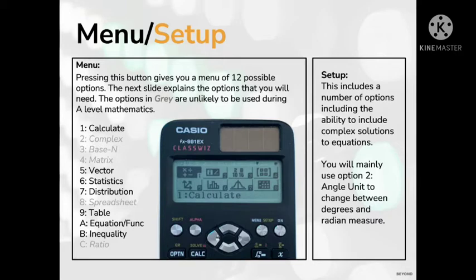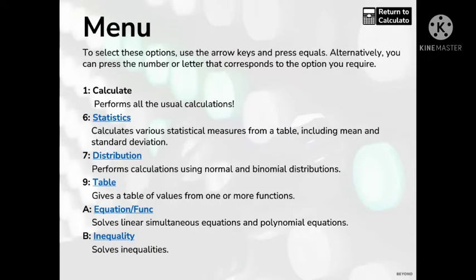This includes a number of options, including the ability to include complex solutions to equations. You will mainly use option 2, angle units, to change between degrees and radians in angles, which you'll learn in the second year of A-level maths. Okay, so the menu mode then. To select these options, you can select the arrow key and press equals. Alternatively, you can press the number or letter that corresponds to the option that you require, using the alpha and then the letter.